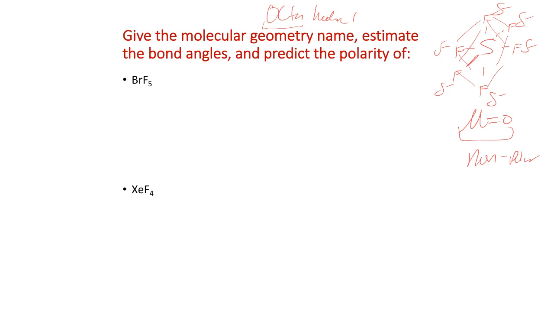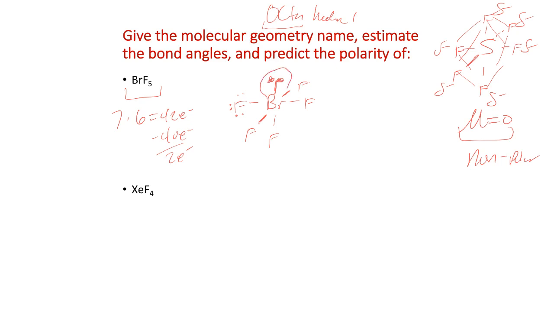Now BrF5, very similar. 7 times 6, 42 electrons. So that's bromine with fluorines opposite, and then 1 extra pair of electrons. Each of these fluorines would have 8 electrons each. That's 40 electrons, so 2 electrons are left over on the central atom.